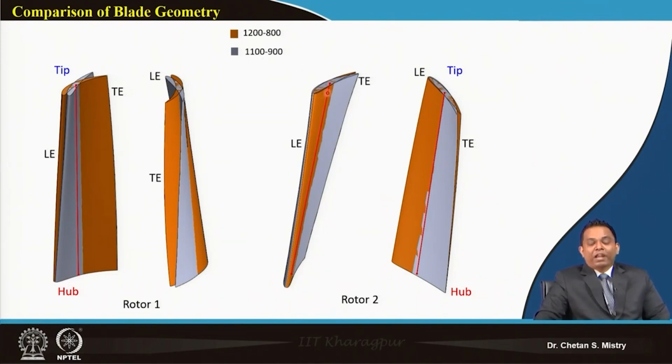Now when we are comparing 800 Pascal and 900 Pascal, we will realize that when this is 900 Pascal, our twist is coming to be slightly on a larger side. Major change we are finding towards the tip region. Near the hub region, not much modification can be observed. So like this, you can play with a number of parameters.